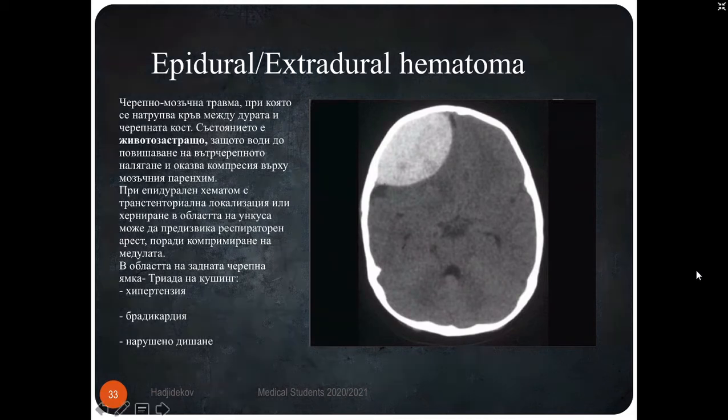So just please remember this typical concave-convex visualization of the hematoma.